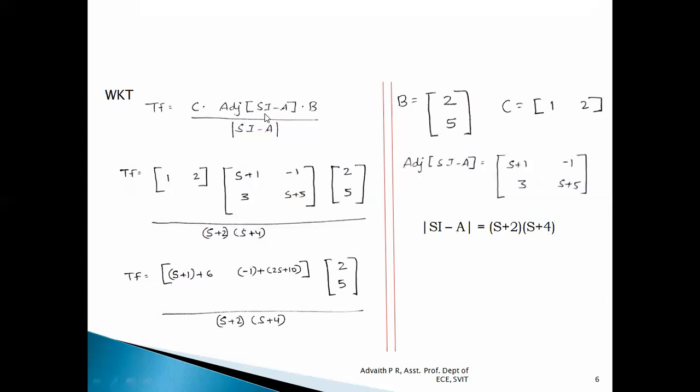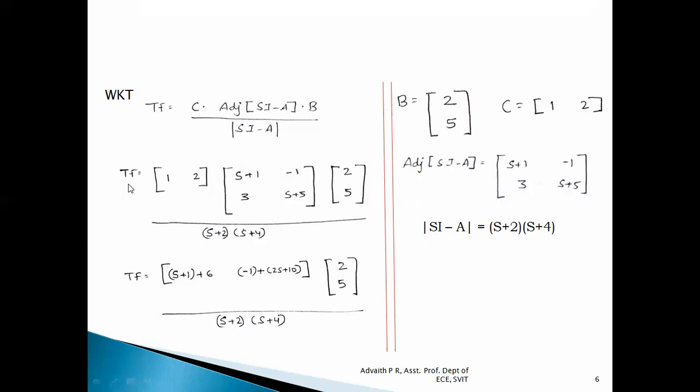C into adjoint of SI minus A into B divided by determinant of SI minus A, where B has the elements 2 and 5, which is a 2 cross 1 matrix. C is having the elements 1 and 2, which is a 1 cross 2 matrix. Adjoint of SI minus A we have already found out, and determinant of SI minus A also we have already found out previously.